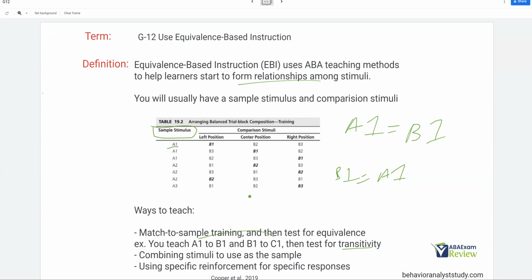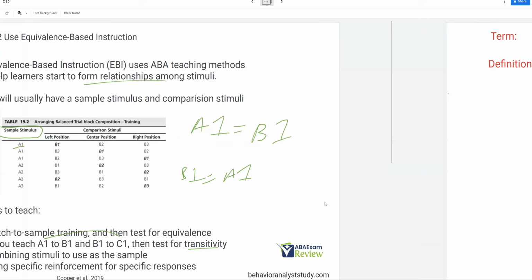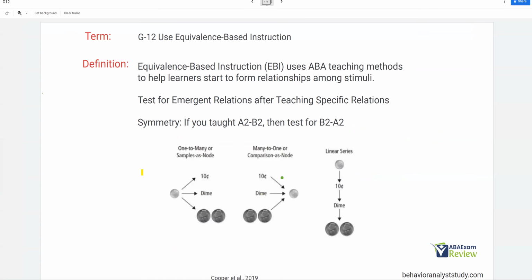There are different ways to teach these equivalences, but at the end of the day, what you need to remember is we're just teaching like we teach all our other skills. This just sounds more complex because of the ideas we're using. Now, to expand a little more, trying to reinforce the idea in your head, equivalence-based instruction, stimulus equivalence, is about relationships among stimuli. What are the relationships we're teaching among our stimuli in our world?